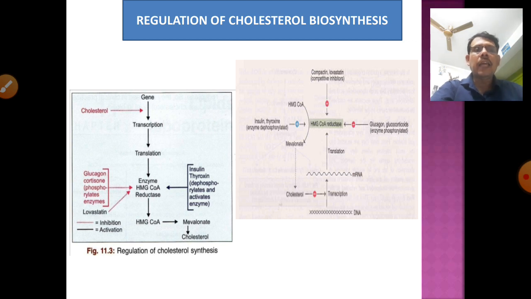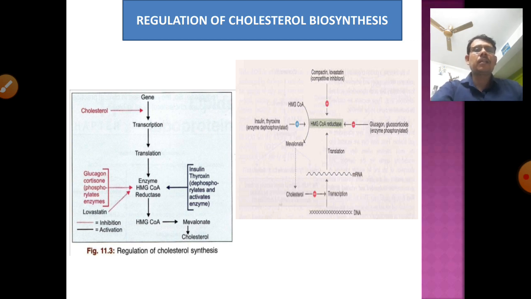Another point is the activation of HMG CoA reductase, which is essential for the synthesis of cholesterol. The main hormones which influence HMG CoA reductase are insulin and thyroxine. The dephosphorylated form is the active one. Insulin and thyroxine are the two hormones which accelerate the synthesis of cholesterol through the influence of the enzyme HMG CoA reductase. HMG CoA is converted to mevalonate, and finally it produces cholesterol.